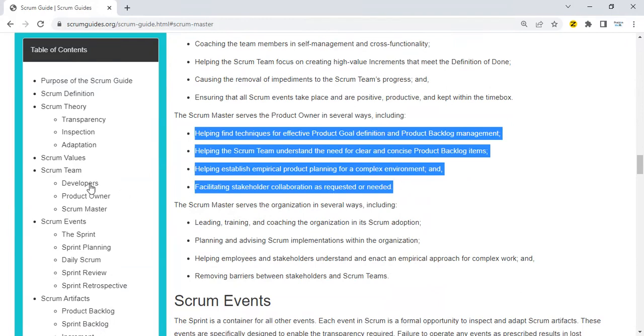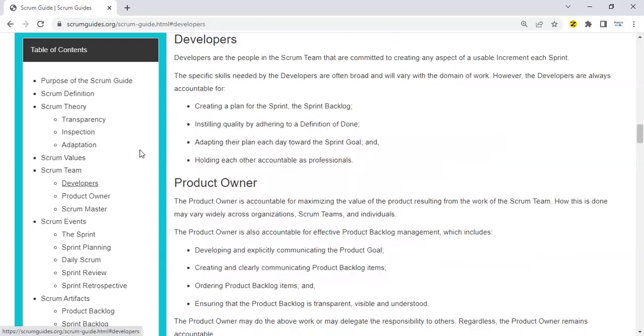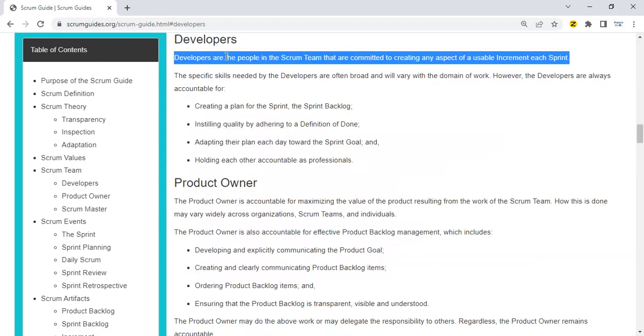And then to finalize it, just go to developers and try to understand where does the product owner come in to what the developers do, right? So when you know the developer's role, you will not confuse it with the role of the product owner. This is the people in the Scrum team that are committed to creating any usable aspect. Product owner knows what needs to be done, but they're not the people doing the creation. It's the developers that are doing it.